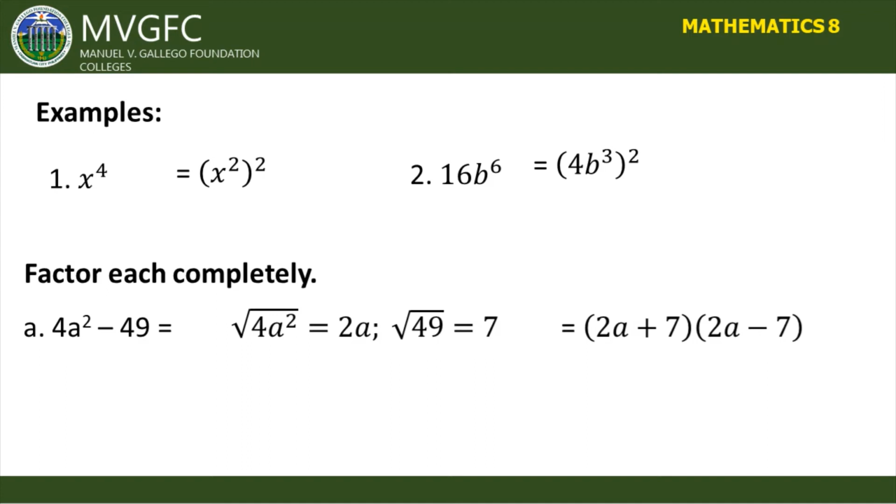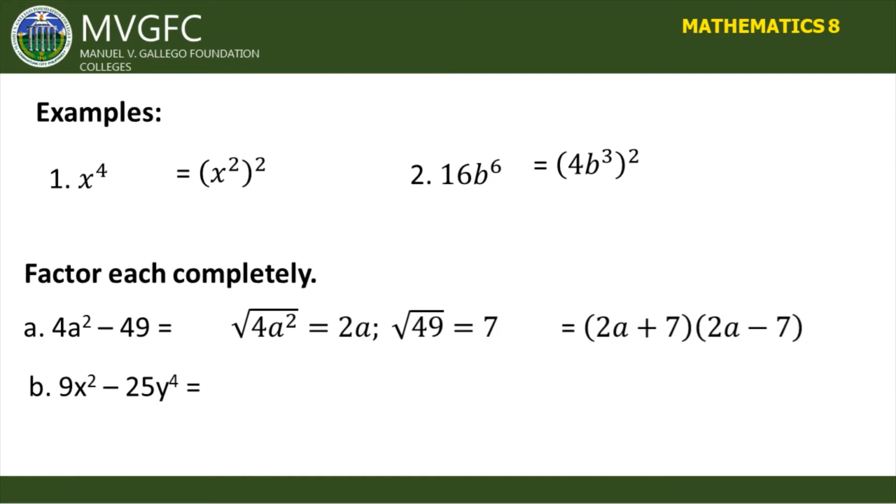Now, the second part is you simply put the plus and minus sign. This is the sum and difference of the terms. So we have the quantity 2a plus 7 multiplied by the quantity 2a minus 7. As simple as that. Another example is this.